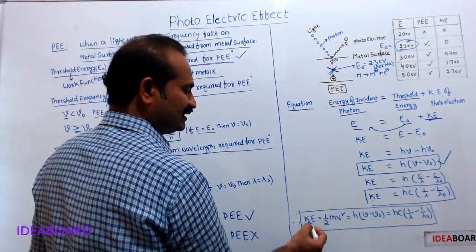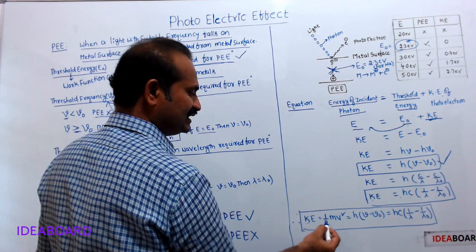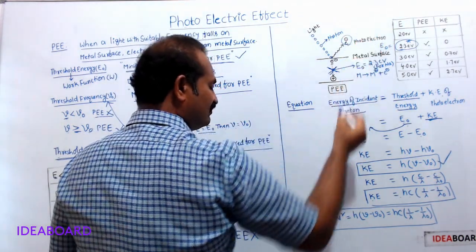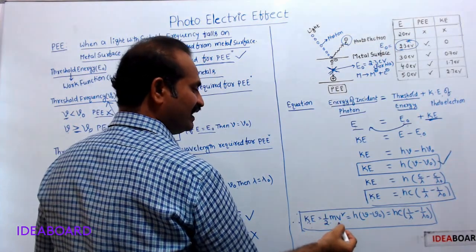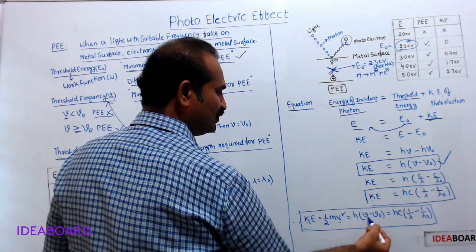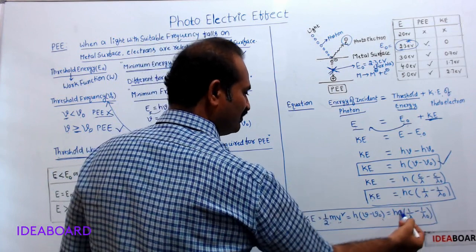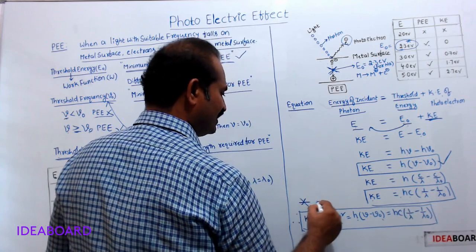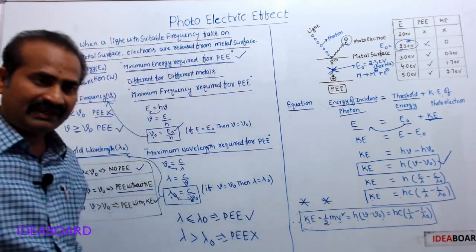So this is the final conclusion. Kinetic energy of photoelectron is equal to half m v square, which is equal to h into (nu minus nu naught) in terms of frequency, and hc into (1 by lambda minus 1 by lambda naught) in terms of wavelength. This is a very important equation.